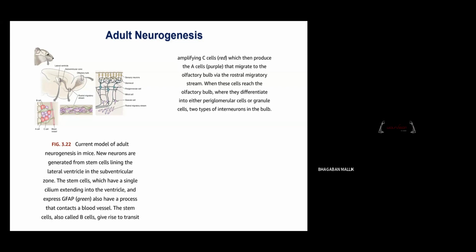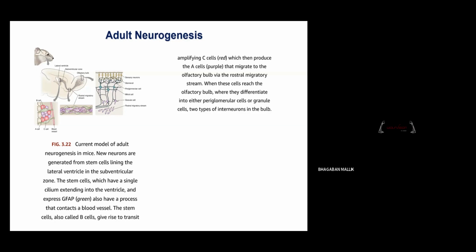And here, this is the mechanism of how the cells form and how they migrate. So this specific type of cell, the green cells that you are seeing here, are called B cells, and the B cells have a process that is projecting to the left lateral ventricle. So there is a ciliary-like process present in the B cell, which is projecting to the lateral ventricle, and also another process which is projecting to the blood vessels.